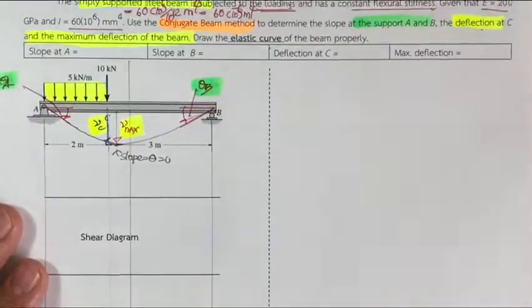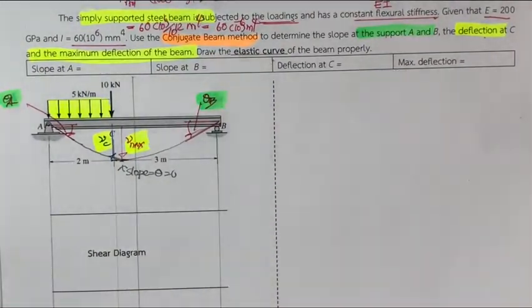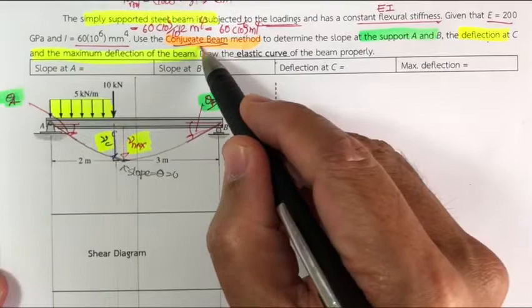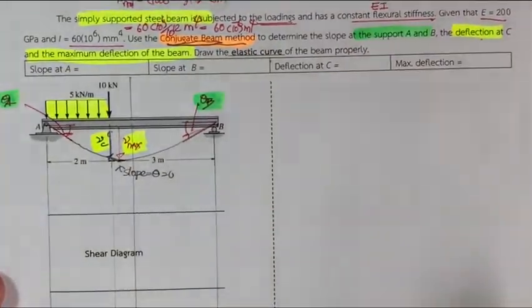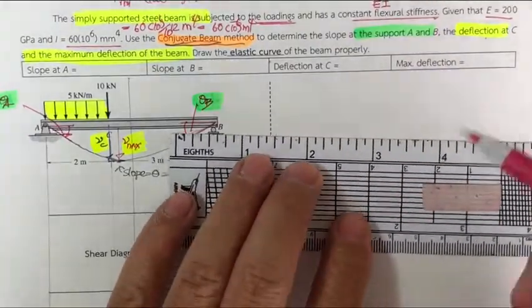So the procedure, first one, we will analyze the beam to get the moment diagram. And then we draw the conjugate beam for the second. And the third, we analyze the conjugate beam to get the shear on the conjugate beam as the slope on the real beam, to get the bending moment on the conjugate beam as the deflection on the real beam. Okay, that is according to the conjugate beam method. Okay, first let us start by analyzing the beam.